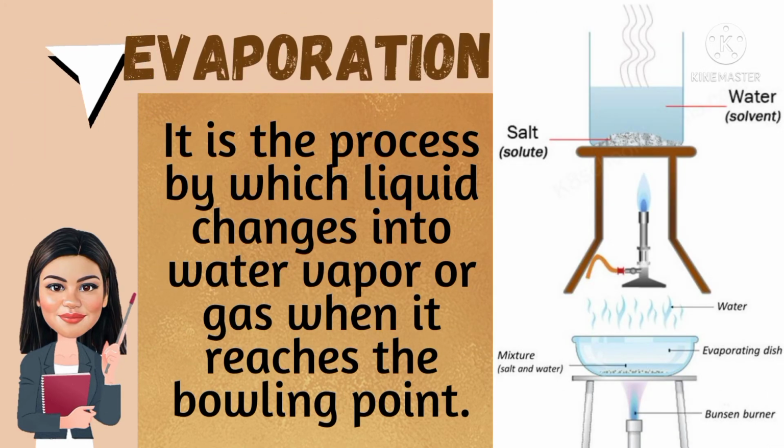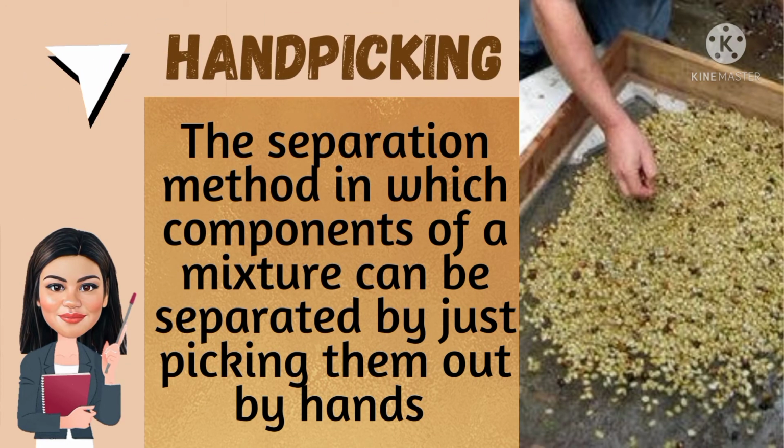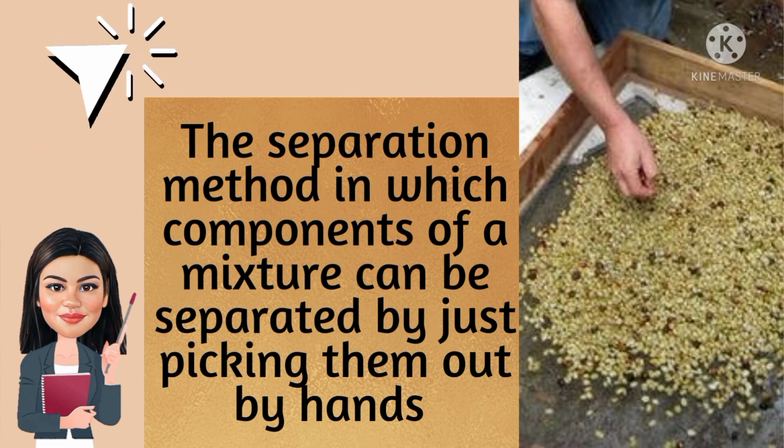Then we have evaporation. It is the process by which liquid changes into vapor or gas when it reaches its boiling point. Next is handpicking, the separation method in which the components of a mixture can be separated by just picking them out by hands. It is also called the physical separation or manual separation.